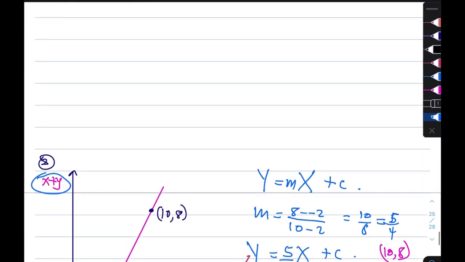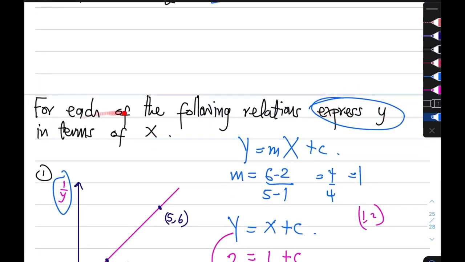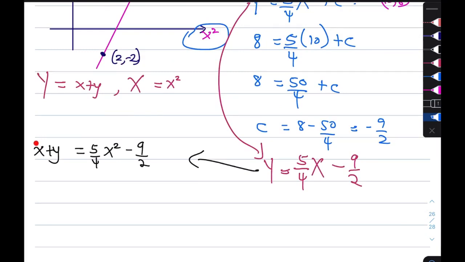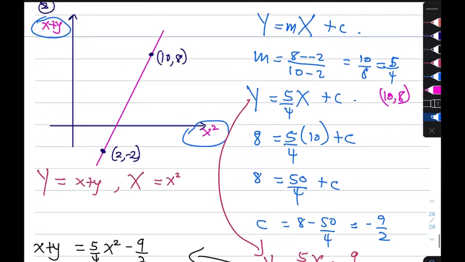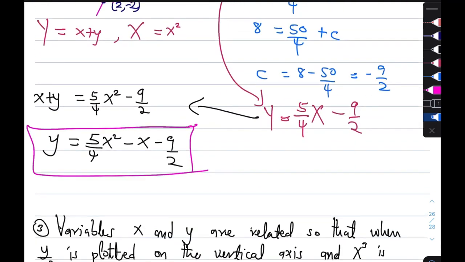But the question said that you are to express y in terms of x. So we are not done yet. We have to express y. So this means that the x here has to go to the other side. And then we will have y is equal to 5 over 4 big X squared minus x minus 9 over 2. Okay, and this is what we have expressed. We started as a linear and then we have expressed it as a non-linear. Specifically, this is a quadratic.